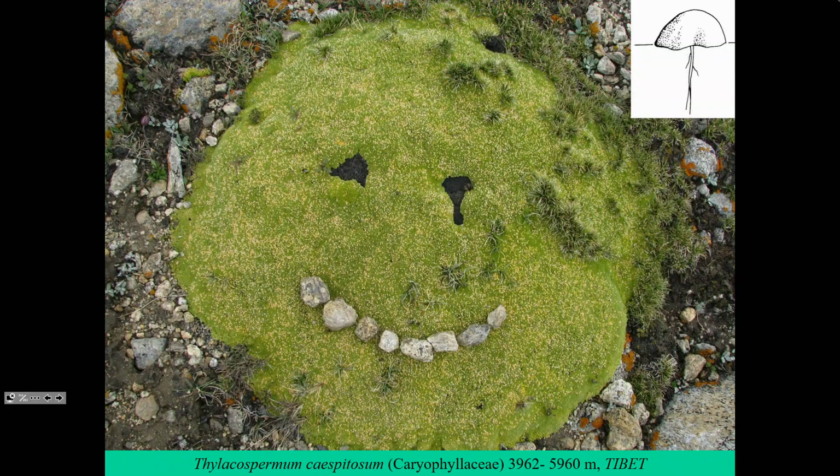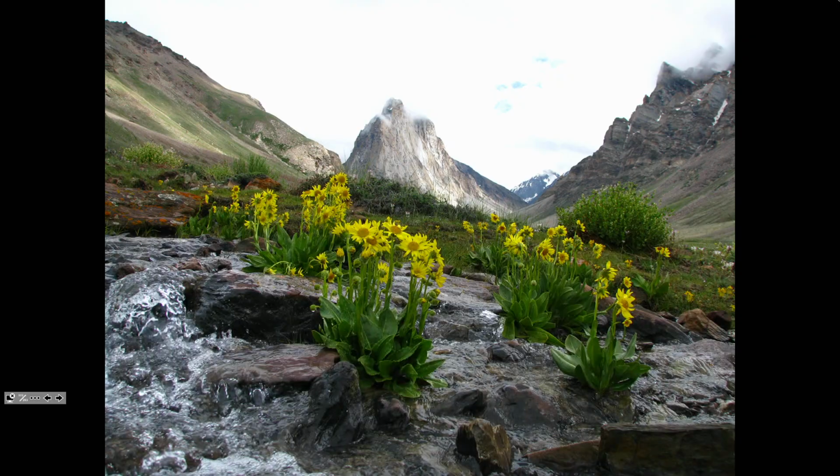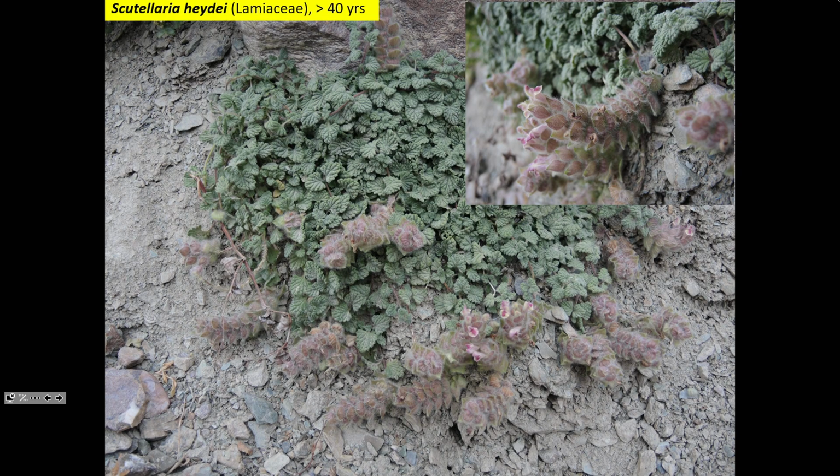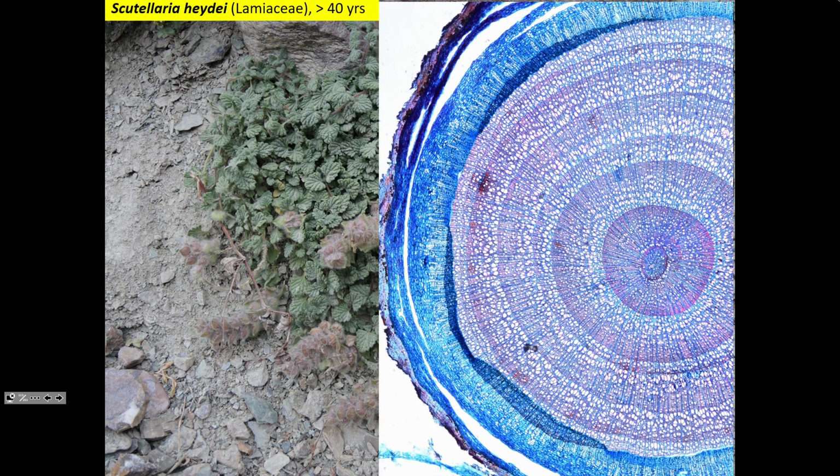Tiny primula, Tilaco. There are species that can live in the water stream, but those situations are not that prevailing in these dry lands. Scutellaria heydei, you would say, this is a short-lived taxon. But if you look at the anatomy, you think, if I would see this without this, I would say this is oak. You can see the same structure as in oak.